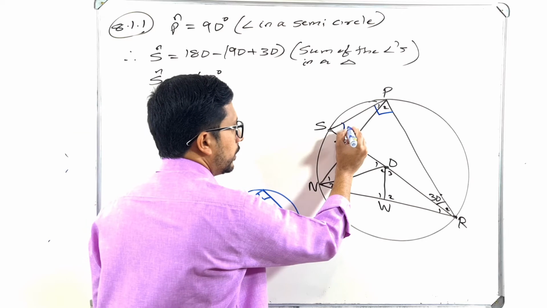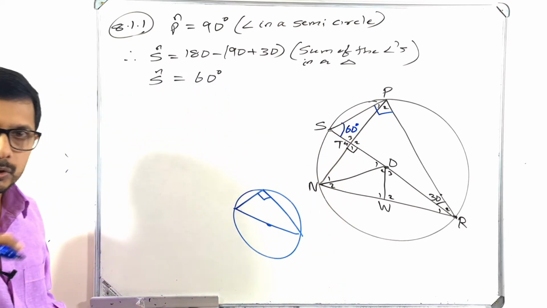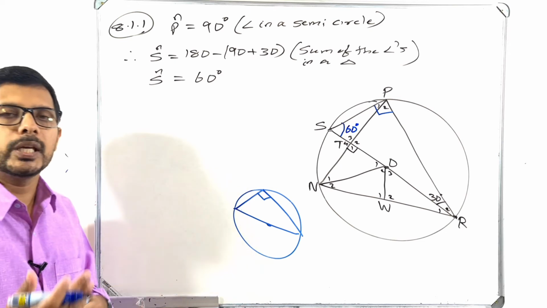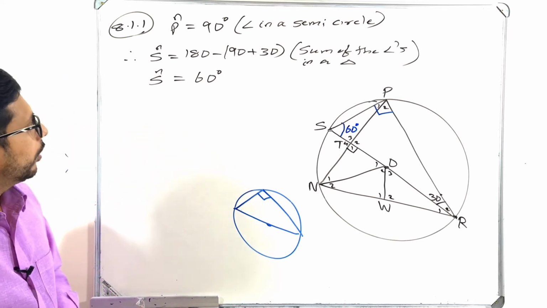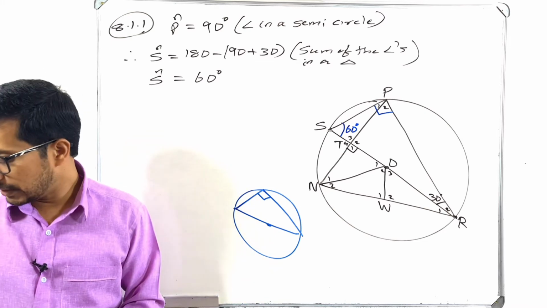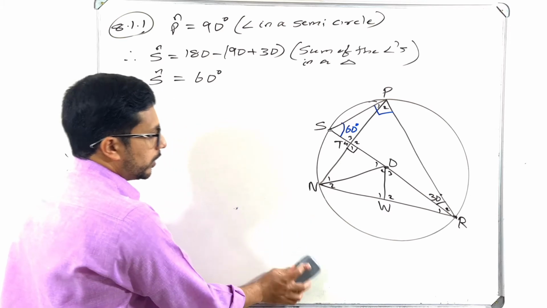Once you get the answer, it's better to write it with a pencil on the question paper. That will make your work easy for the next question. Okay, so that is angle S. Angle S is equal to 60 degrees. Now let's move to the next question.